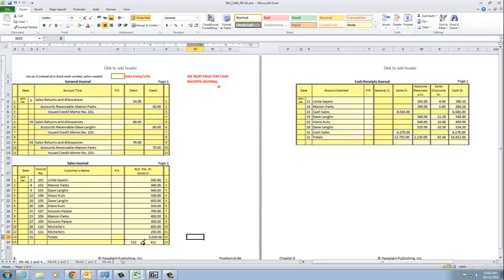Now this isn't the end of the posting. We have to update our accounts receivable accounts here. For every customer we have to update their account, and this should actually be done on a daily basis.